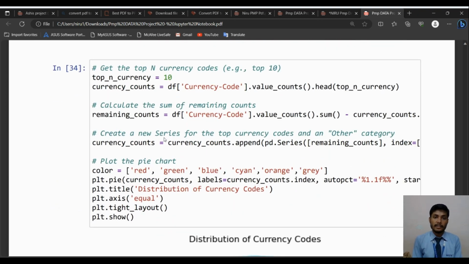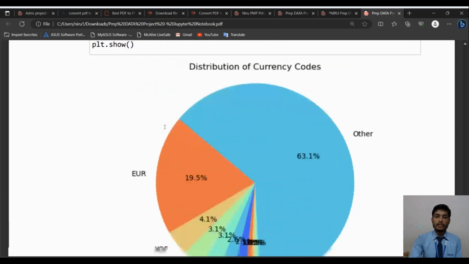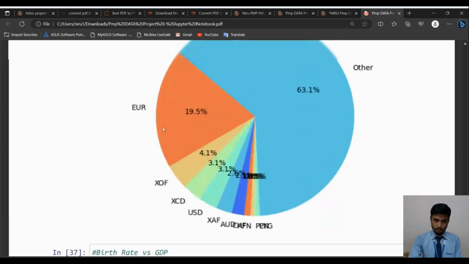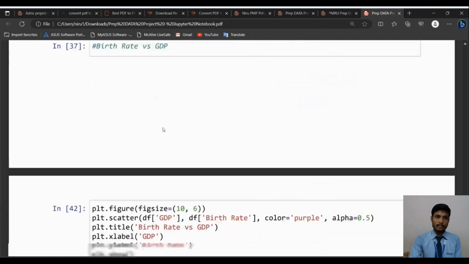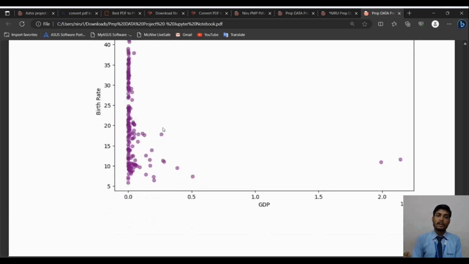Get the top currency notes and top currency tens. We see the distribution of currency notes. Euro 9.5%, XOF 4.1%, XCD 3.1%, USD 2.1%, XPF 2.2%, AUD 2.1%, AFN 1%, and others 63.1%. Birth rates versus GDP, plotted like this. We see GDP.